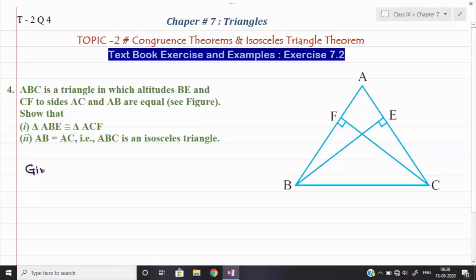So here, given is in triangle ABC. Now, in the previous question we have written AB and AC are equal. This time I will mention BE and CF are equal. As I have taken the two angles as 1 and 2 in the previous question, same way I will take it here also.